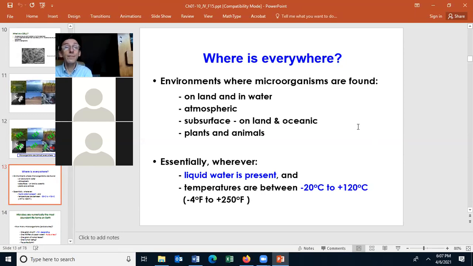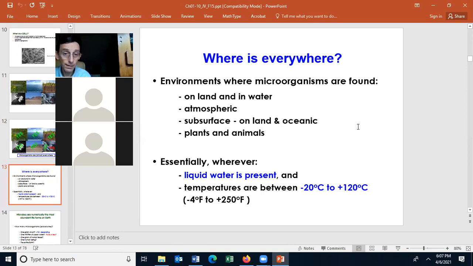All right, where do we find microorganisms? Essentially everywhere. In environments where on land there's water, in the atmosphere, subsurface on both the land and the ocean, you can find microorganisms down a mile underneath the surface of either the ocean or the land, as well as a mile up into the air. And you find them in all plants and animals.